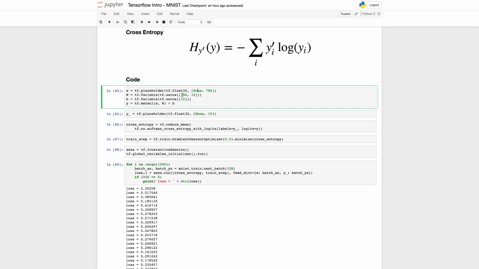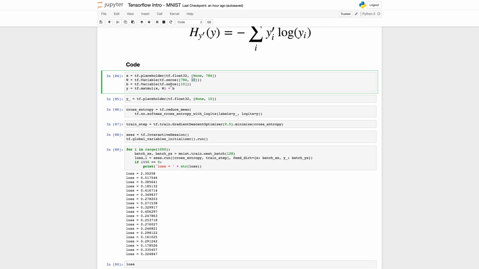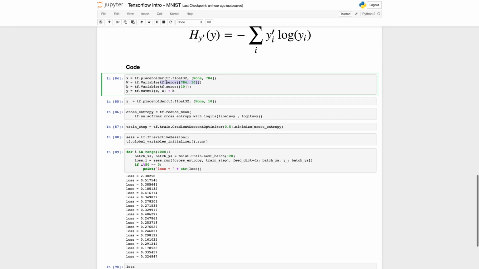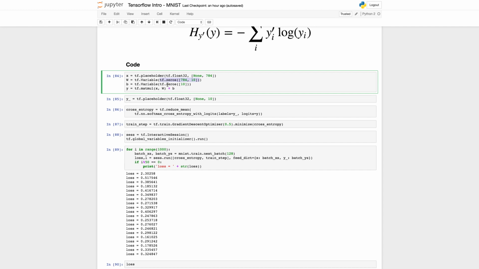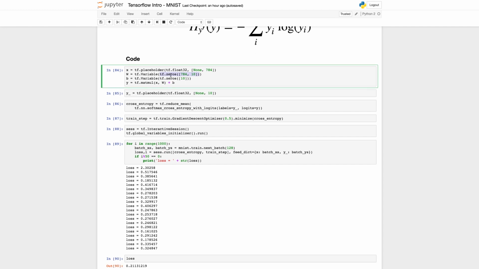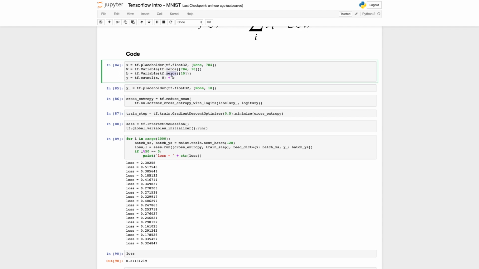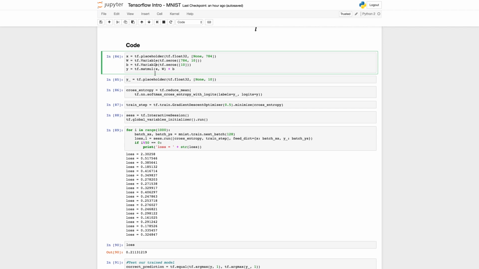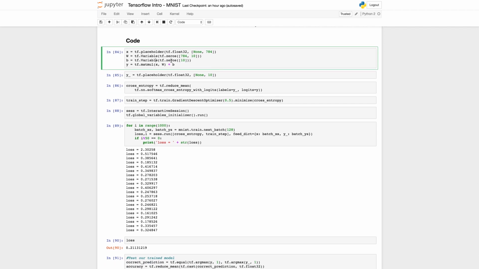For the W, we have the 784, same thing, and 10 because we have 10 classes we want to classify into. And for b, essentially the same thing, 10. We've filled them up with zeros because that's sort of the default value. It shouldn't matter what values are in there because the optimization algorithm is going to tune them into specific values, and they'll definitely be different from what they are now.